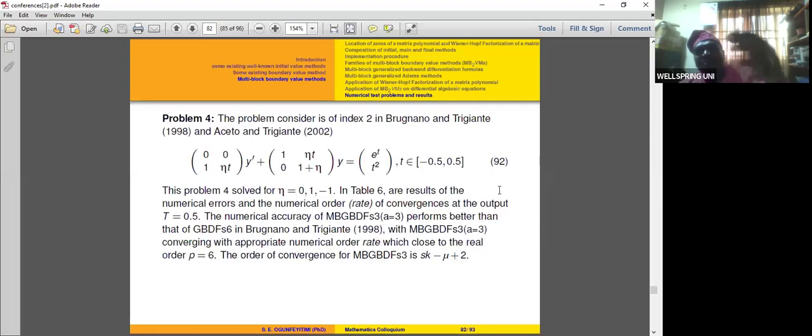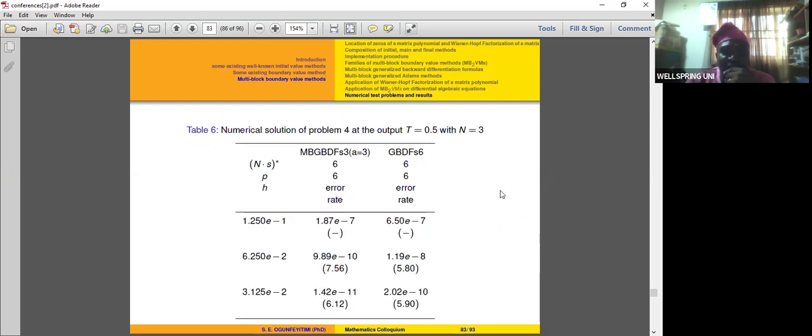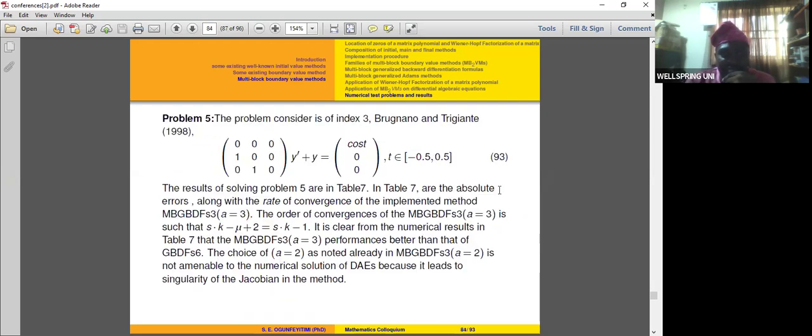Then we also apply it to the problem of DAE of index 2 in Bourgain and Tigante, and Ascher and Tigante 2002. That's the method. We apply it directly without converting. We did not convert this problem to ODE. We use it the way it was given. And we have the result presented.